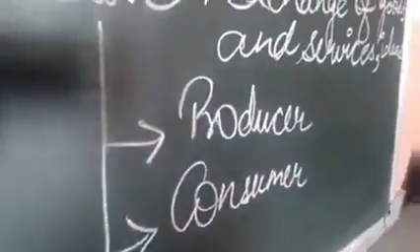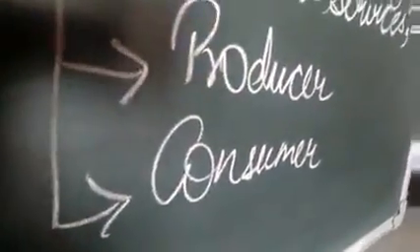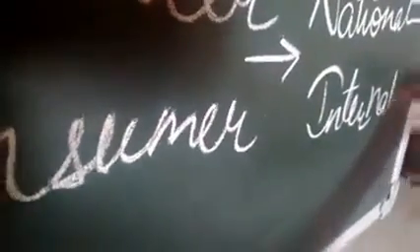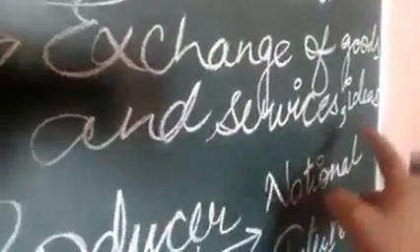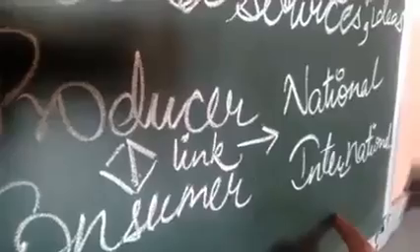So this trade connects your producer and another, your consumer, and then they both mark their presence, and their presence can be national, or you can mark the word with international. That is, there will be a link, and the producer links with the consumer with the help of trade, and this means the exchange of goods and services and ideas, and then that could be both national and international.